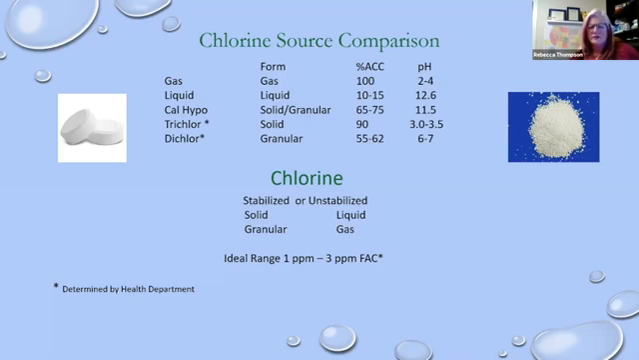Solid or granular available chlorine, a lot of the time, is 65 to 75% available chlorine. I'm sorry, Cal Hypo comes as a solid or granular, with a pH of 11.5. Again, a very high pH. Trichlor, which is a solid, typically has a pH of 3 to 3.5 with an available chlorine of 90%. Dichlor, which is a granular, available chlorine is typically 55 to 62%. There are some on the market that are 99% available chlorine, and it typically has a more neutral pH of 6 to 7.